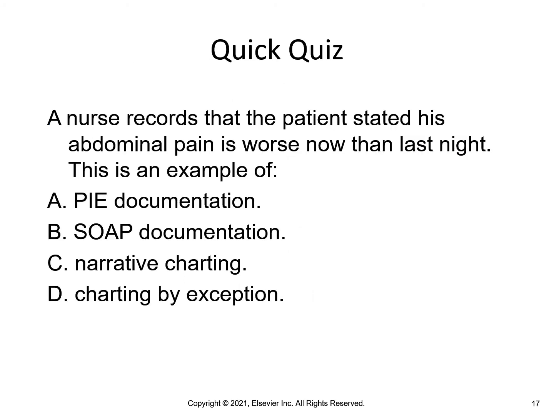A nurse records that the patient stated his abdominal pain is worse now than last night. This is an example of pie documentation, SOAP documentation, narrative documentation, charting by exception. The answer is C. Writing subjective data, which includes the information the patient verbalizes, is written in narrative charting.